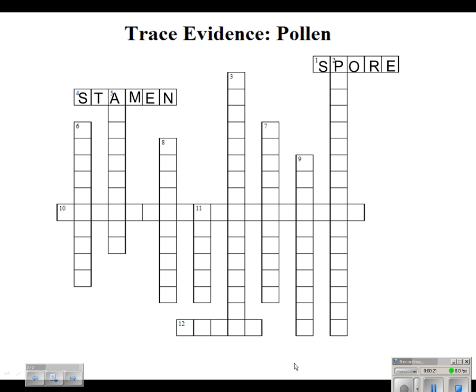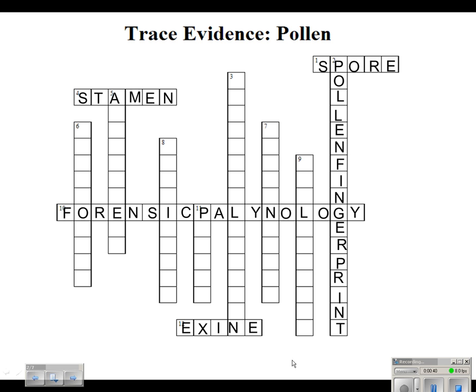10 across, the study of pollen and spore evidence in relation to solving criminal cases, and the key there is criminal cases. We're talking about forensic palynology. And number 12 across, the outer layer or wall of a pollen grain or spore is called the exine. Number 2 down, the number and type of pollen grains found in a geographic area at a particular time of year is called the pollen fingerprint, and this is used to help also with determining time of death.